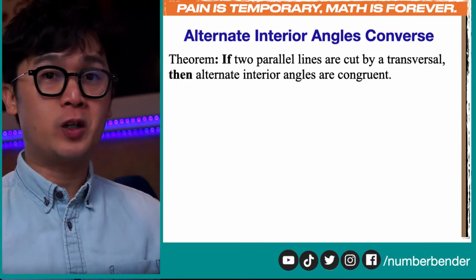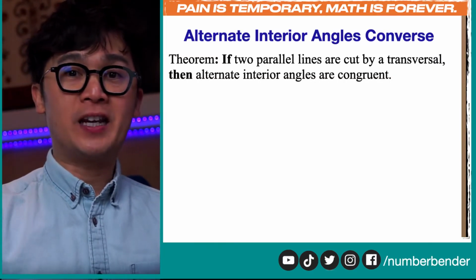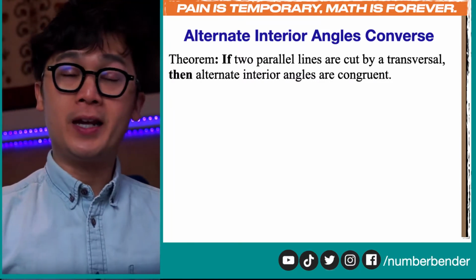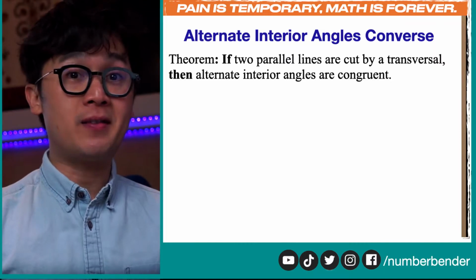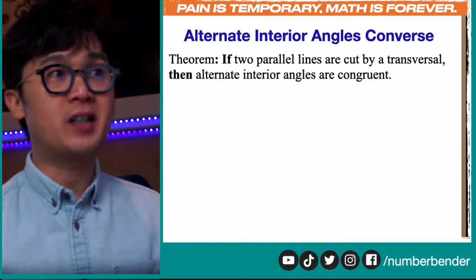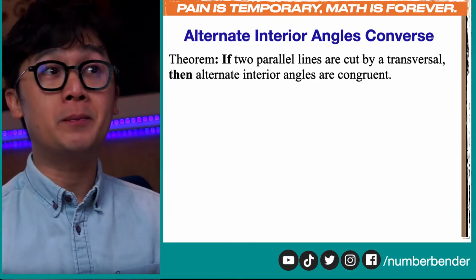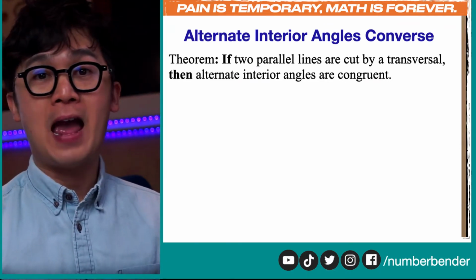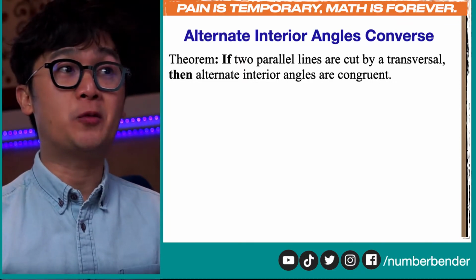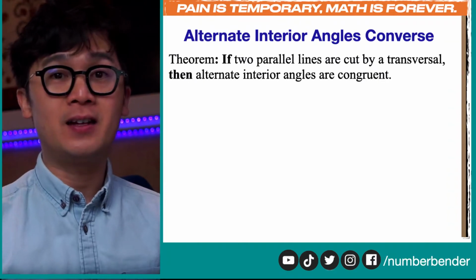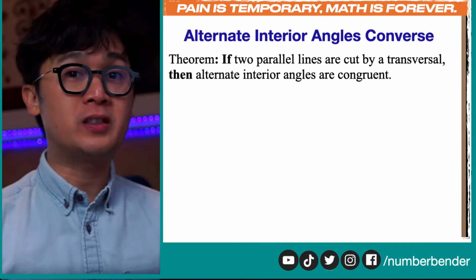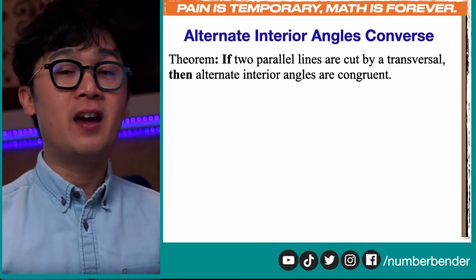So first, let's work with alternate interior angle converse. When we say converse in geometry, it means that if we have a conditional statement P then Q, its converse would be Q then P. In this particular theorem, if two parallel lines are cut by a transversal, then alternate interior angles are congruent. Notice that we have words like alternate and interior, and we're going to use that to describe and, of course, identify angles that are congruent.